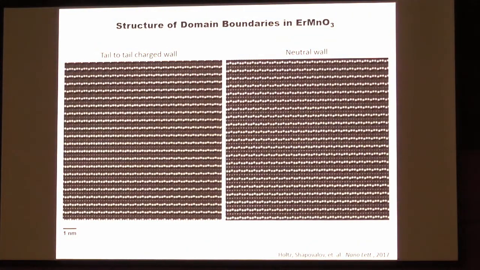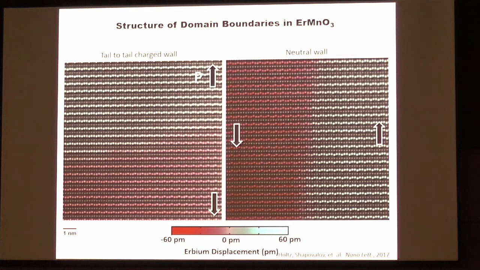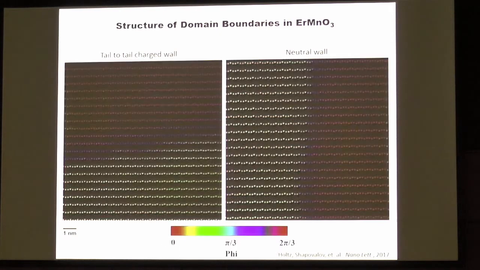And so here are some typical images of domain walls in erbium manganite. So on the left, we have a tail-to-tail charge wall. On the right, we have a neutral wall. And then we can put a color overlay over this for the polarization. So here, in this case, blue is polarization up, and red is polarization down. And we can map the order parameter phi going across these ferroelectric domain walls. And so the thing we sort of notice going through here is that it's not abruptly changing in this case. We have a continual gradient going from 1 pi over 3 phase to the 2 pi over 3 phase on the right.